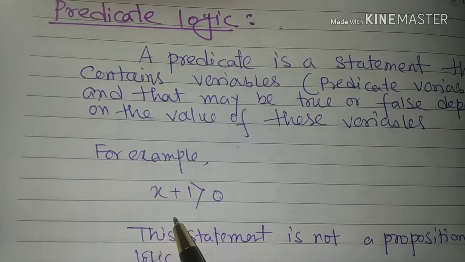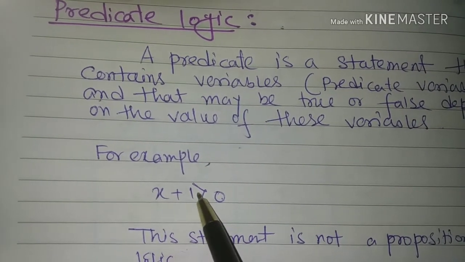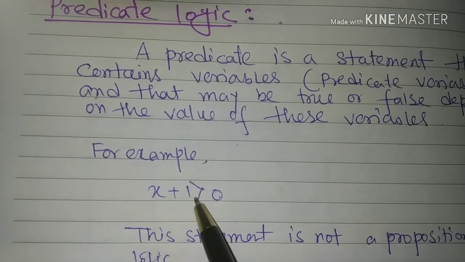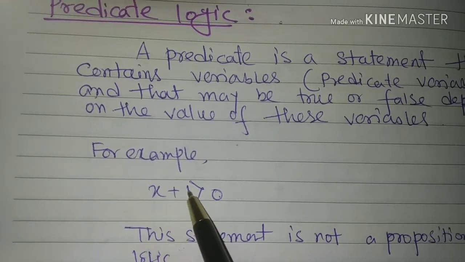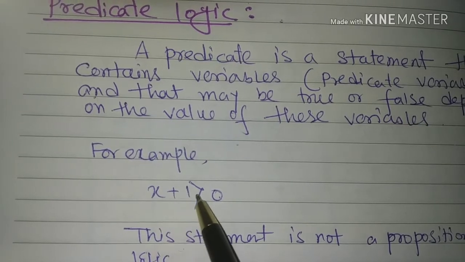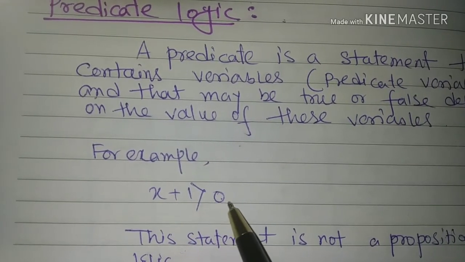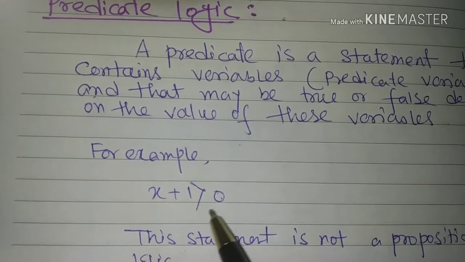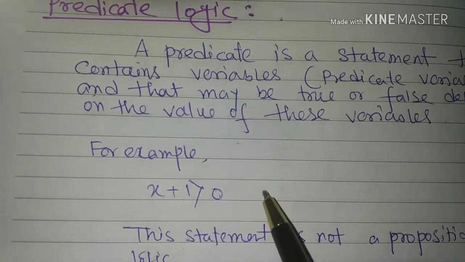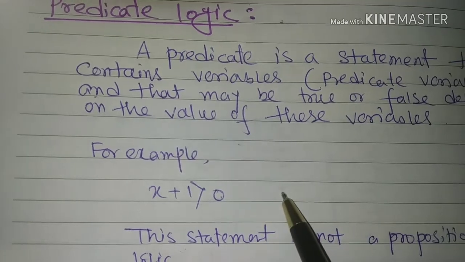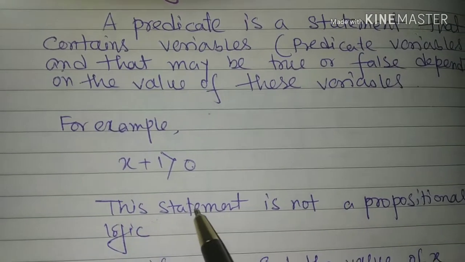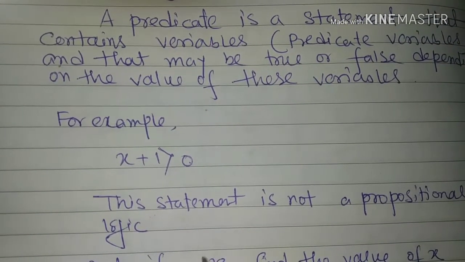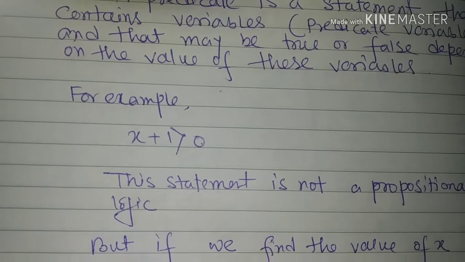If we know the value of x, suppose x is equal to minus 1, then x plus 1 will be minus 1 plus 1, which is equal to 0, and 0 greater than 0 returns false. But if we don't know the value of x, then we cannot say whether it will return true or false. So this statement is not a propositional logic.